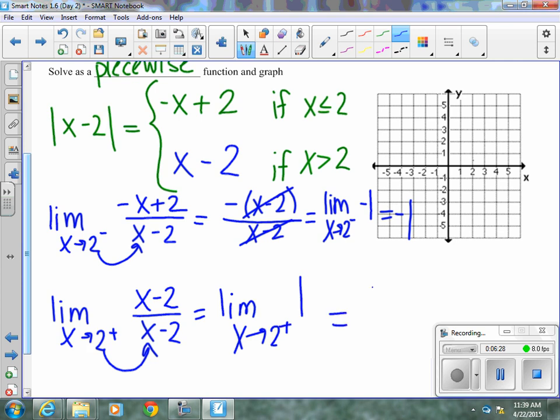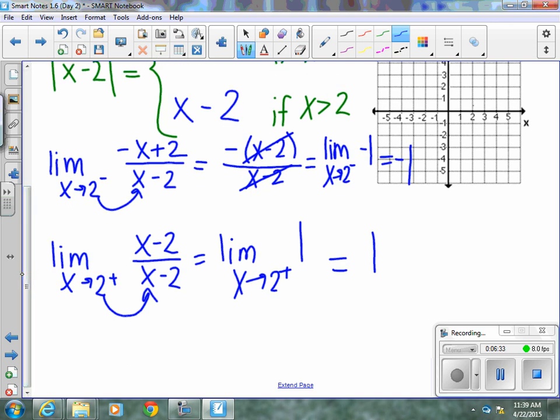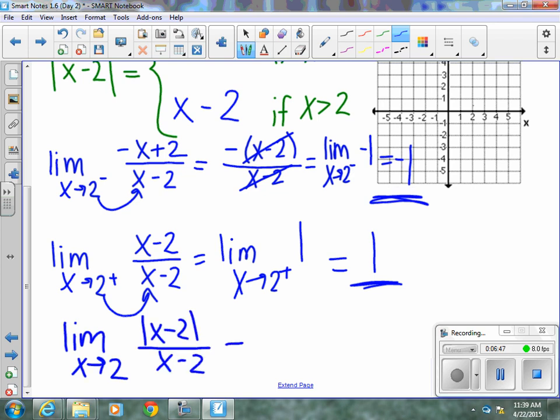And again, a constant is a 1. So, we know from the left side it equals -1. From the right, it equals 1. Therefore, our limit as x approaches 2, regardless of direction, of (x minus 2) over (x minus 2) does not exist. Because the limit exists from the left and it exists from the right, but they have to be equal for it to exist overall.